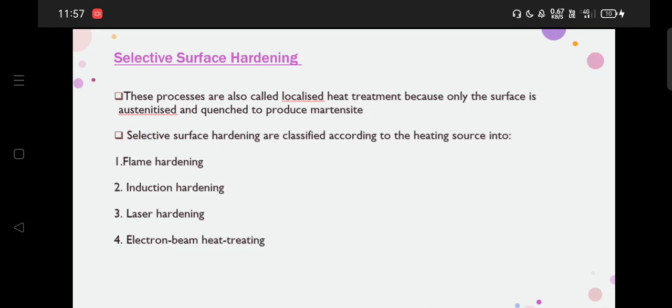This process is very precise in applying the heat selectively to the areas that need to be heat treated. Further, this process can be run at high speeds and produces very little distortion.